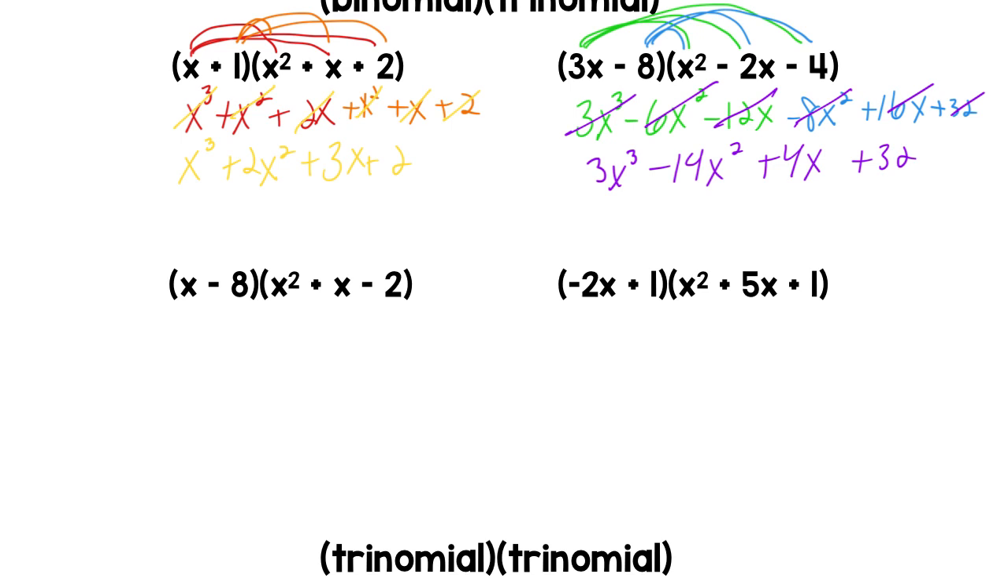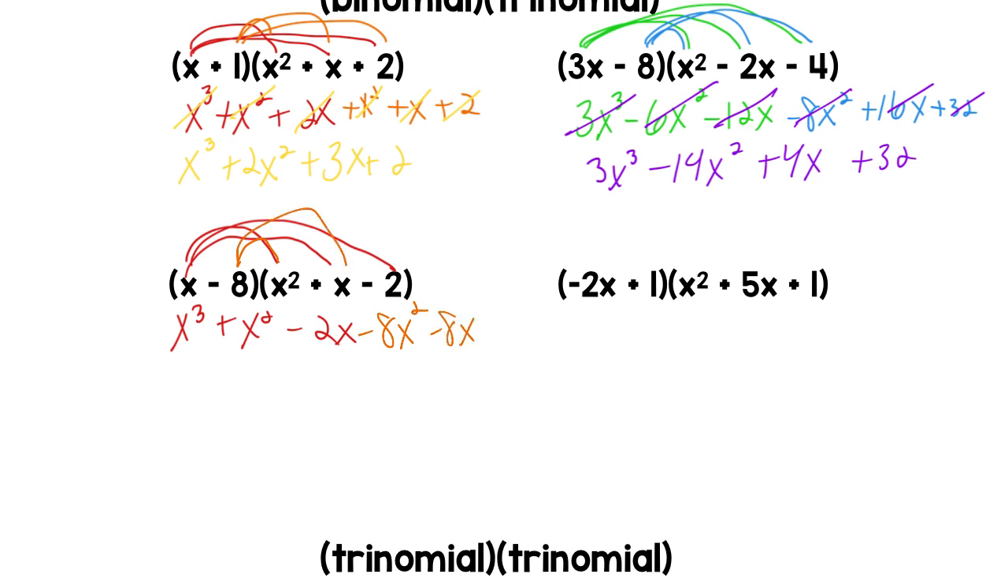All right, starting out just the same. X times x squared is x cubed. X times x is plus x squared. X times negative 2 is minus 2x. All right, now we multiply negative 8 times x squared is minus 8x squared. Negative 8 times x is minus 8x. Negative 8 times negative 2 is plus 16.